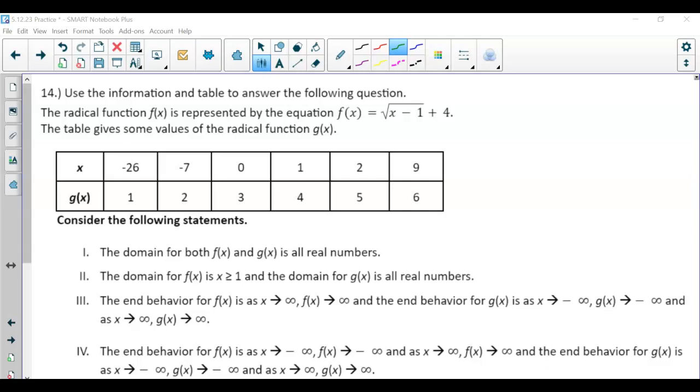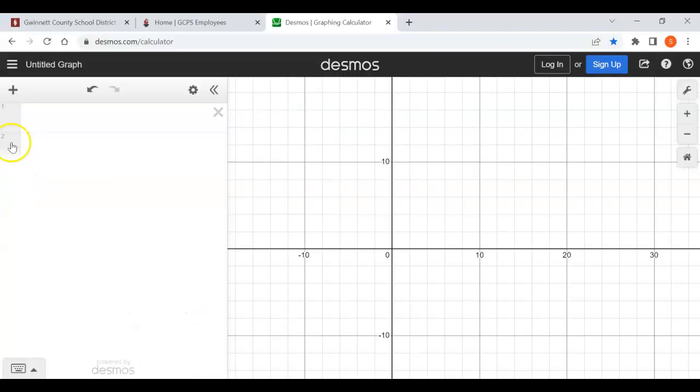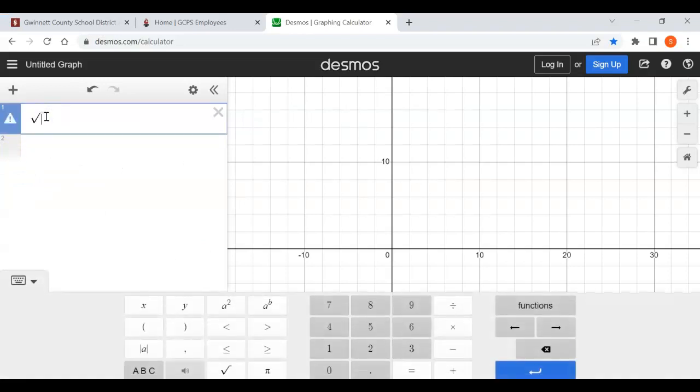And so now the last question here, number 14. We're talking about these two functions. However, notice how one is an equation and one is a table. And we're talking about the domain and the end behavior. So we need to actually visually see these and use Desmos. So again, graphing the first in Desmos. So that square root, right?